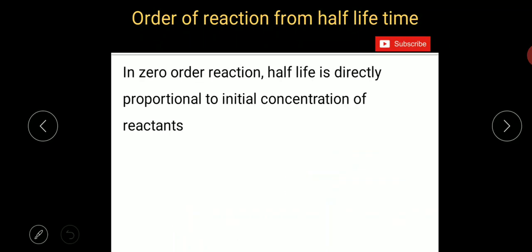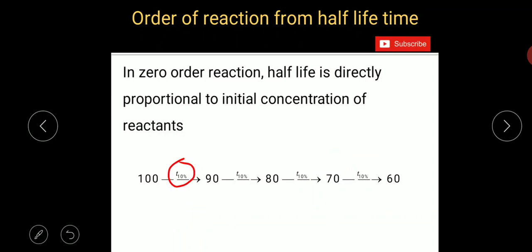In a zero-order reaction, half-life time is directly proportional to the initial concentration of reactants. Not only half-life time, the time taken for the completion of a certain percentage of reaction is also directly proportional to the initial concentration of reactants in a zero-order reaction. Here, that relation is given in terms of T 10%, meaning the time taken for the completion of 10% of the reaction.